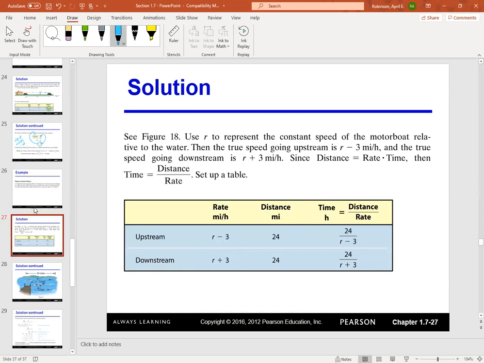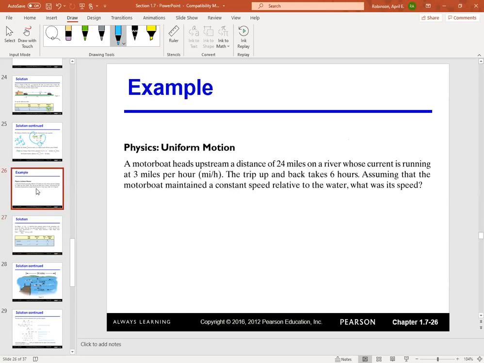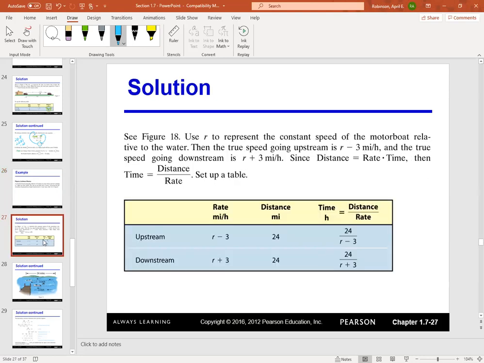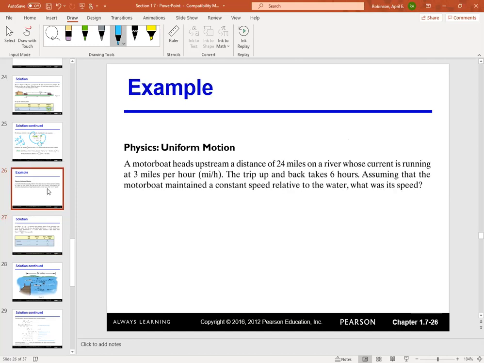The total distance, let me go read this again. A motorboat heads upstream a distance of 24 miles on a river whose current is, okay. The trip up and back takes 6 hours. Up and back takes 6 hours.